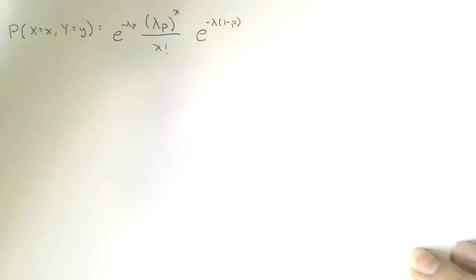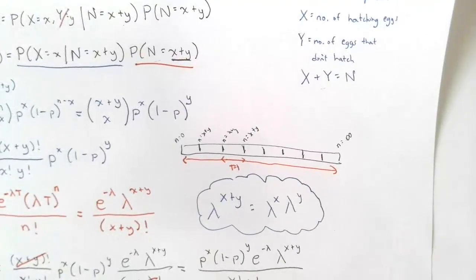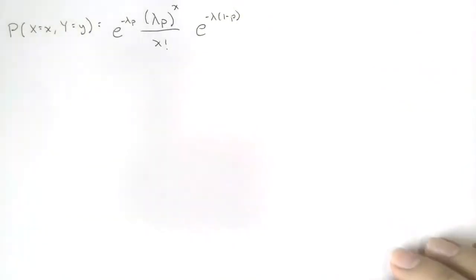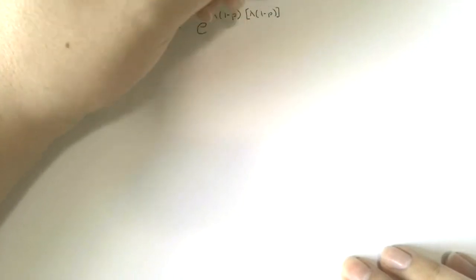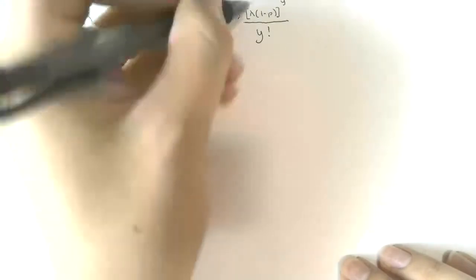And then I have e to the negative lambda times 1 minus p. And now I had lambda to the y, and 1 minus p to the power of y. So I can write this down as lambda times 1 minus p, elevated to the power of y, and then divided by y factorial. I gotta be careful. This is not part of the exponent. This is the exponent.